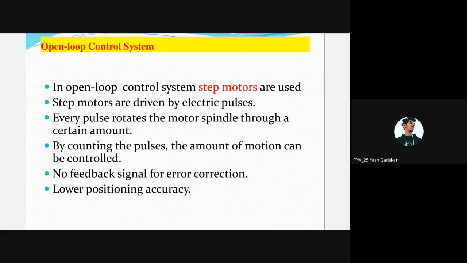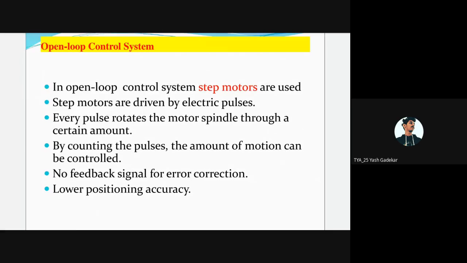Now suppose you consider a drill of 5 mm, vertically, so the depth of the drill will be 5 mm. According to our requirement we can give the pulses: how many pulses will be required, or how many rotations will be required. That amount we have to give to the program, because in an open loop system this type of input is required. By counting the pulses, the amount of motion can be controlled by the machine or controller.